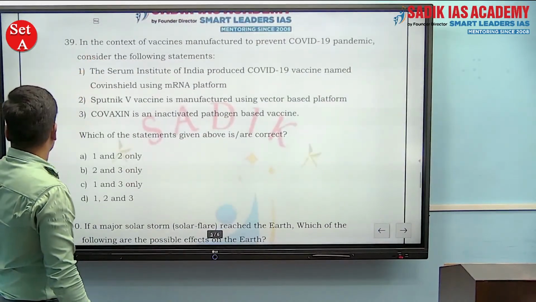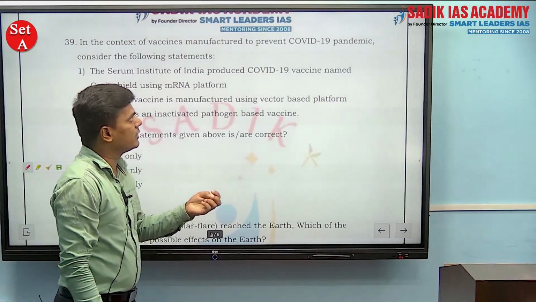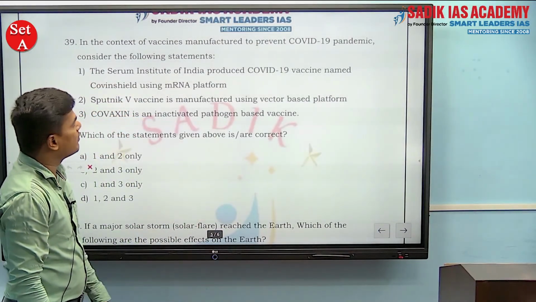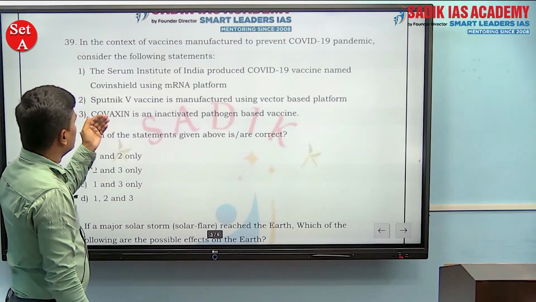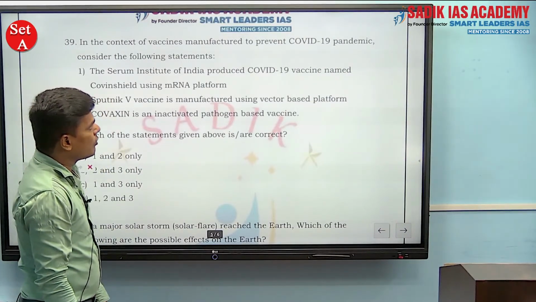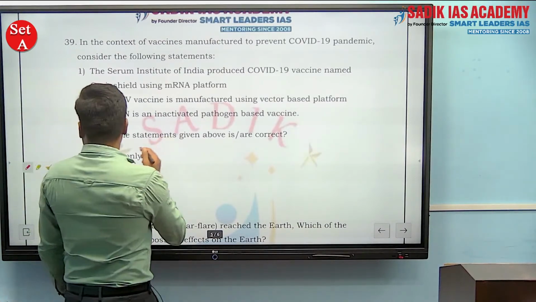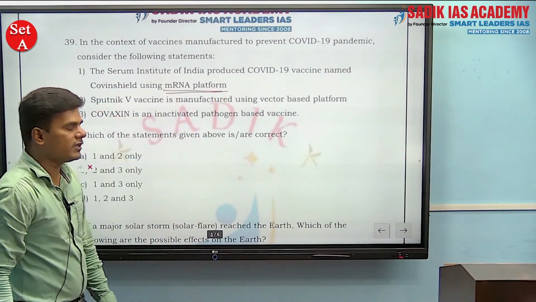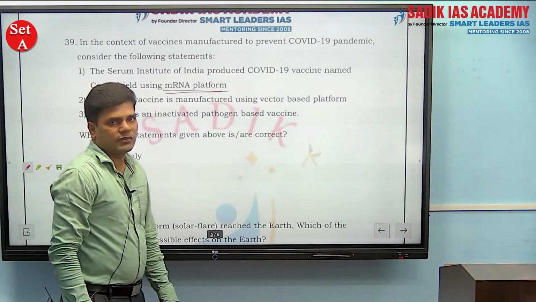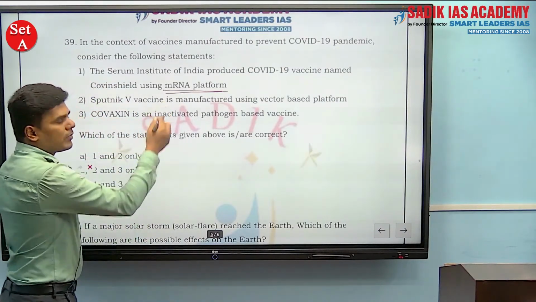The next one, question number 39: in the context of vaccines manufactured to prevent the COVID-19 pandemic, consider the following statements. They have given three statements here. The Serum Institute of India produced the COVID-19 vaccine named Covishield using mRNA platform. So this is where the twist is. It is not based on mRNA, it is based on a viral vector based platform.